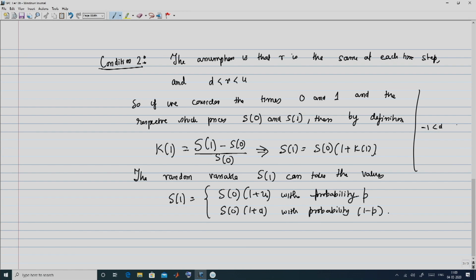So, here I would like to make one more observation: we had this condition that minus 1 less than d less than u, and then I put in R in between. The reason why this is very crucial: I have already explained why we must have d greater than minus 1, because we need 1 plus d to be positive, resulting in the stock price at all subsequent points being positive if we start off with a positive stock price. And by the same logic, I need 1 plus u to be greater than 0, so that the stock price remains positive at all subsequent points.